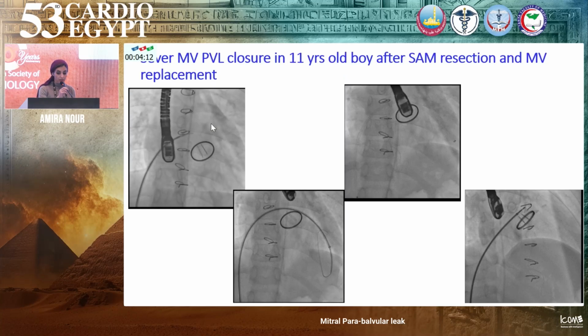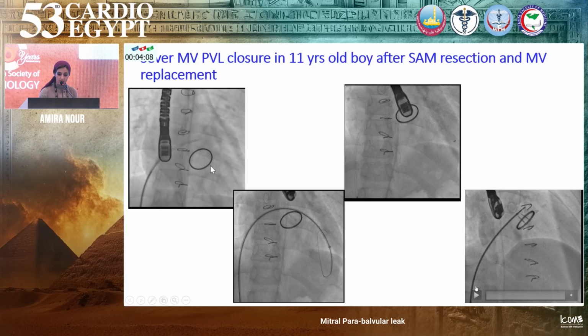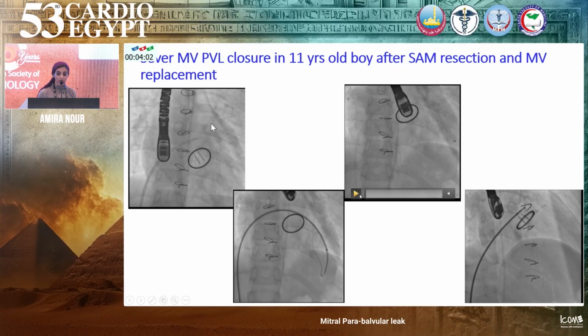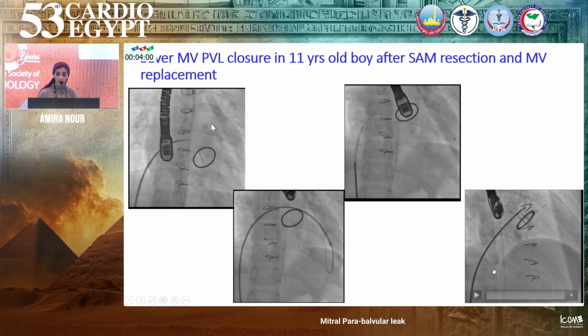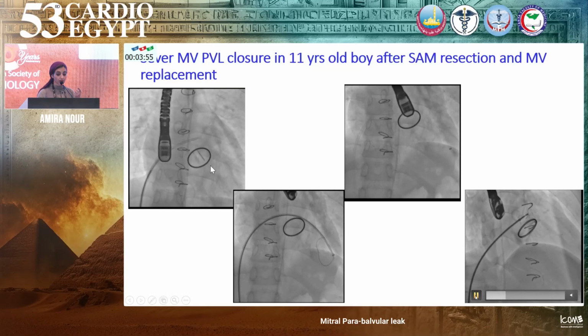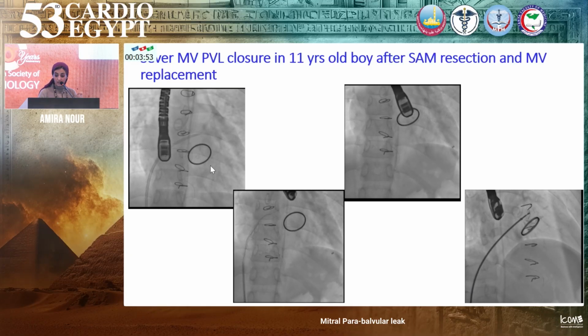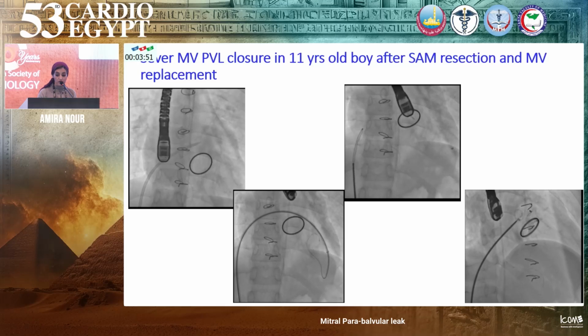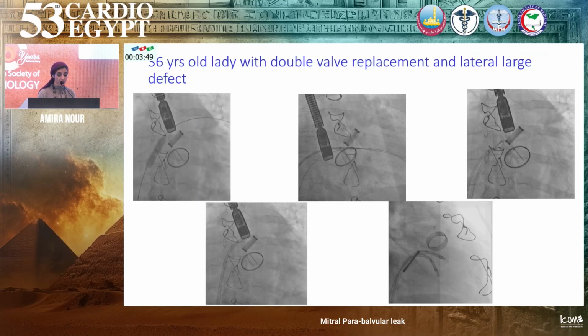And this was a case where what was challenging is that it was an 11-year-old child after stem resection and mitral valve replacement who had a severe mitral paravalvular leak. We crossed this smoothly, but you should be cautious while taking the transseptal puncture in a pediatric patient, and we closed it with a muscular VSD device.